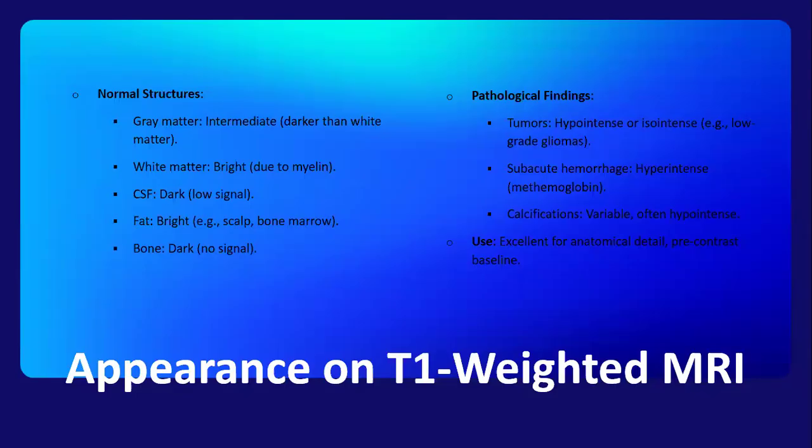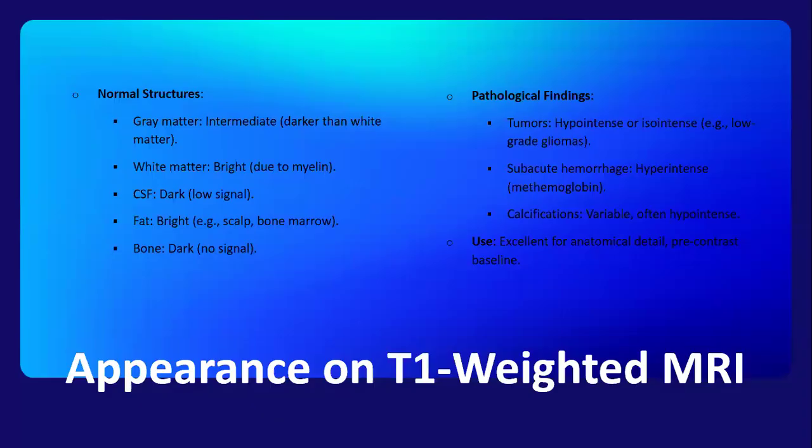Now on T1 plane without contrast, you would see that the gray matter would be intermediate. I would show you an image on the next slide that is darker than white matter. White matter would appear bright, and as I say, this would be due to myelin. And remember, the myelin is fat, and fat would appear as bright. CSF would have a low signal, and it would appear dark. Fat would appear bright, so you see like on the scalp or on the bone marrow, and then bone would appear as dark. There would be no signal.